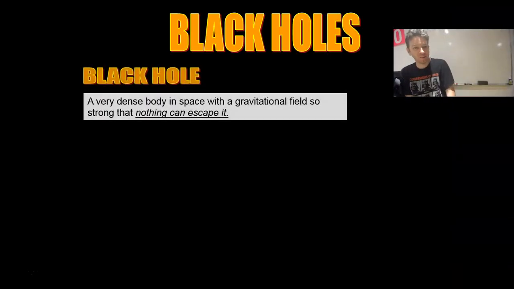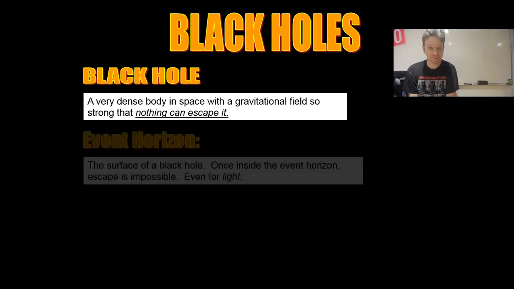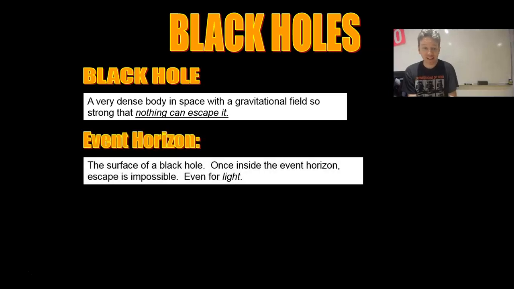Alright, first, so what is a black hole? It's a very dense body whose escape velocity, and we've calculated escape velocity. Remember, for Earth it was 11.2 kilometers per second, but the escape velocity from this body is faster than the speed of light. And since you can't go faster than the speed of light, you can't escape. The event horizon is like the point of no return.